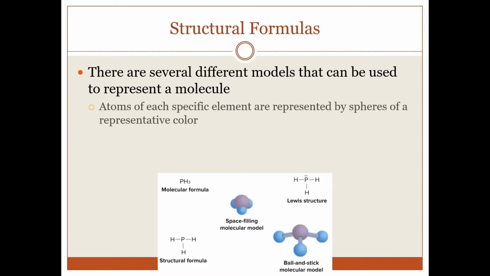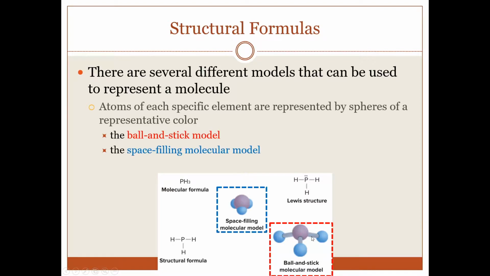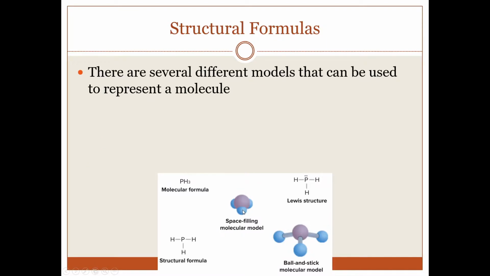We have 2 different models that use spheres in different colors to represent molecules. The first one, the ball and stick model, uses spheres and rods along with different colors to show different elements. The space filling model shows the spheres, but they lack the rods. Remember, the different colors are used for different elements. For example, the purple sphere represents phosphorus, and the blue spheres represent hydrogen.